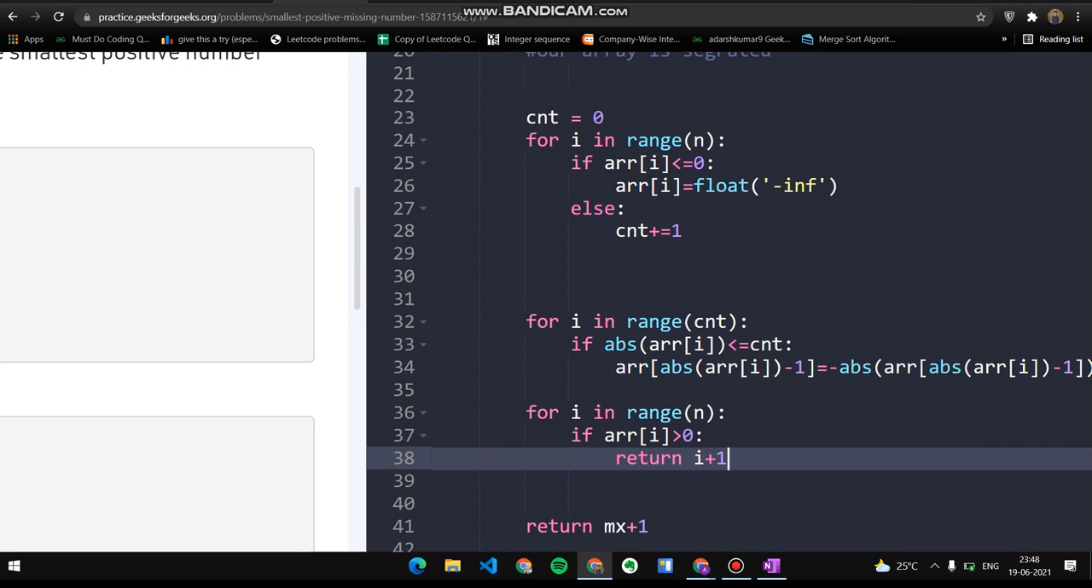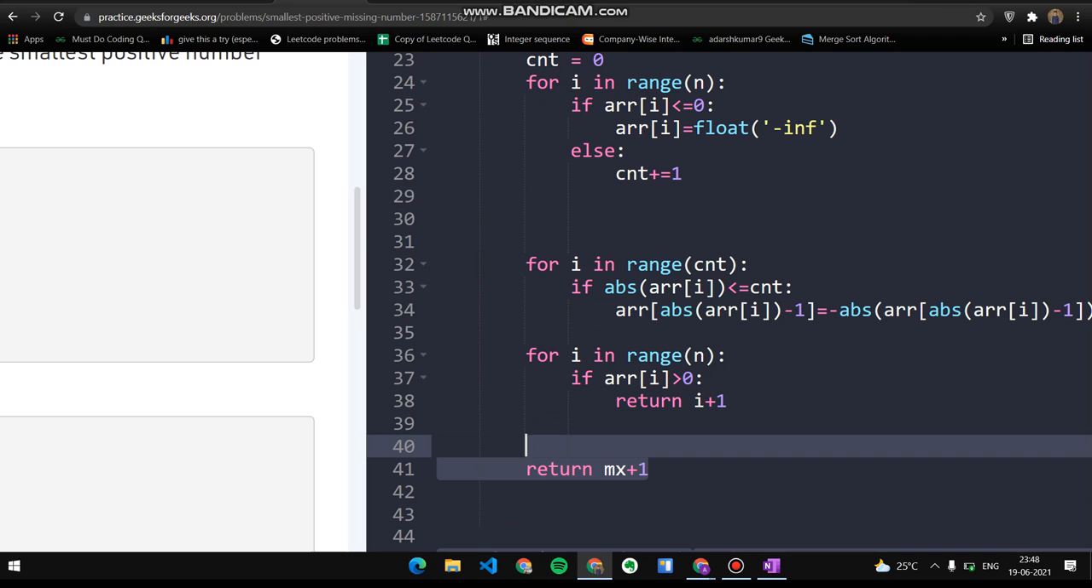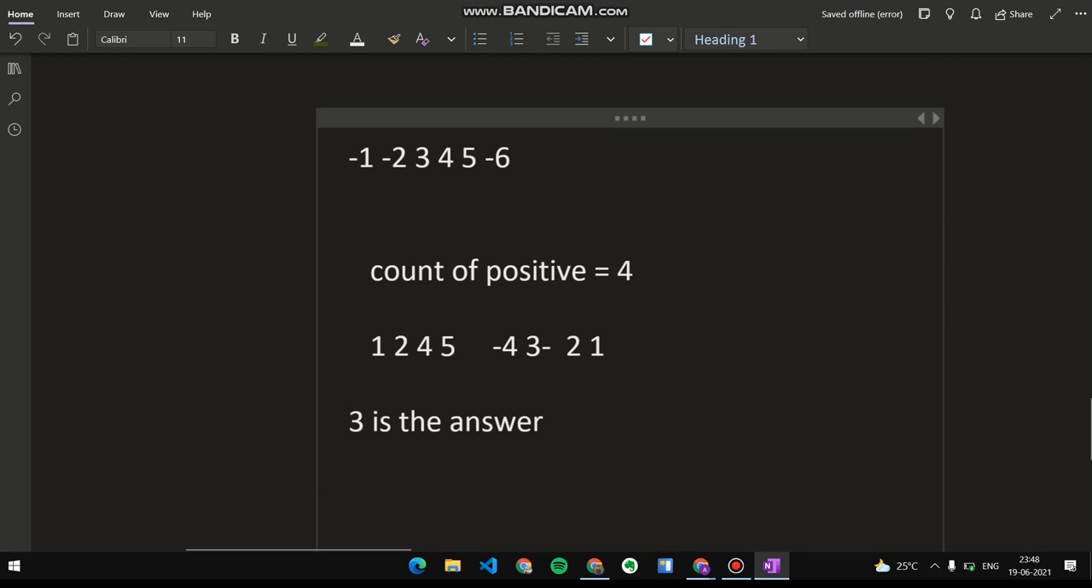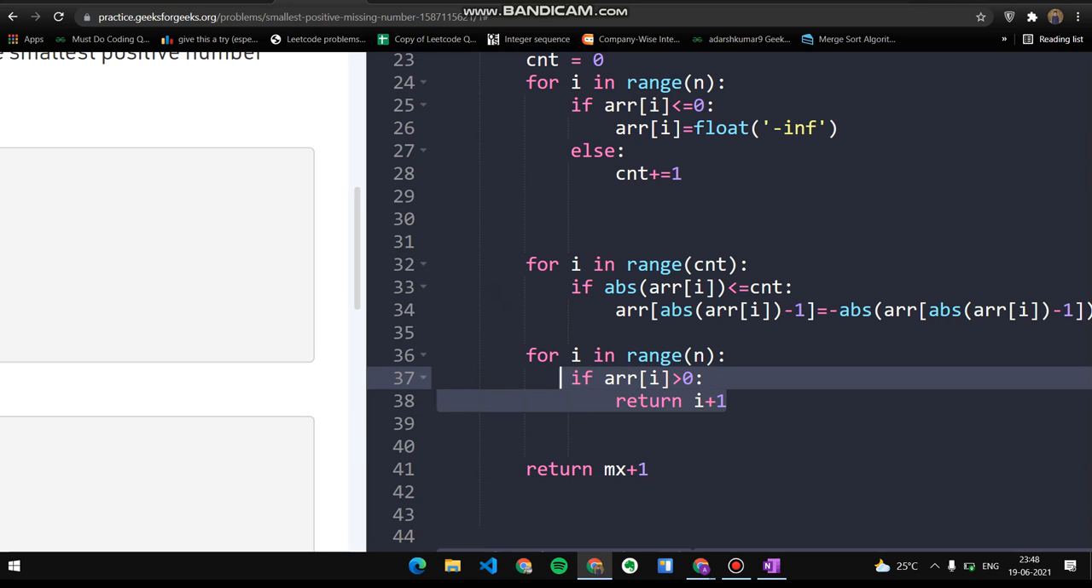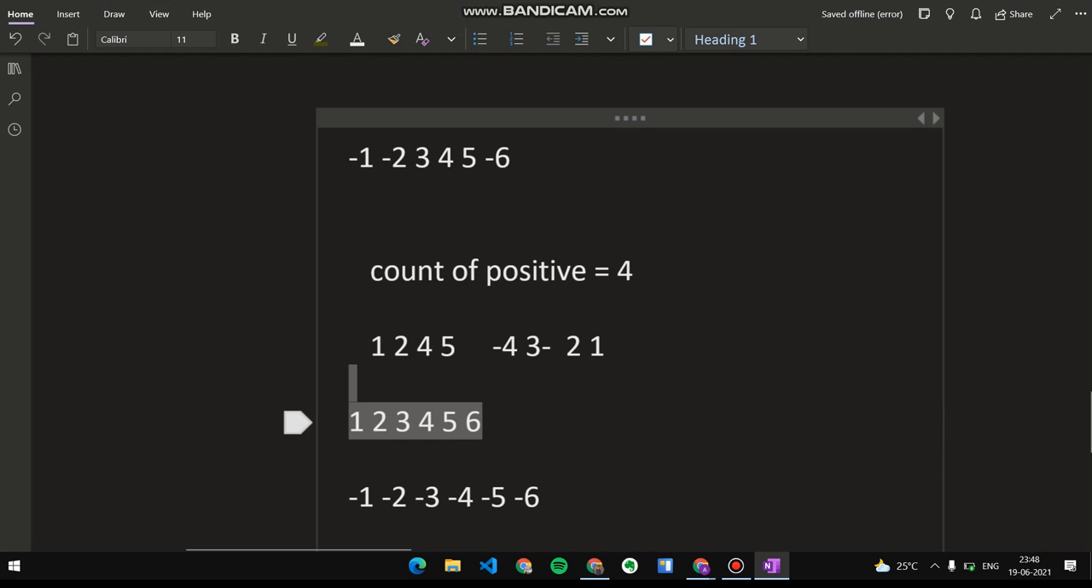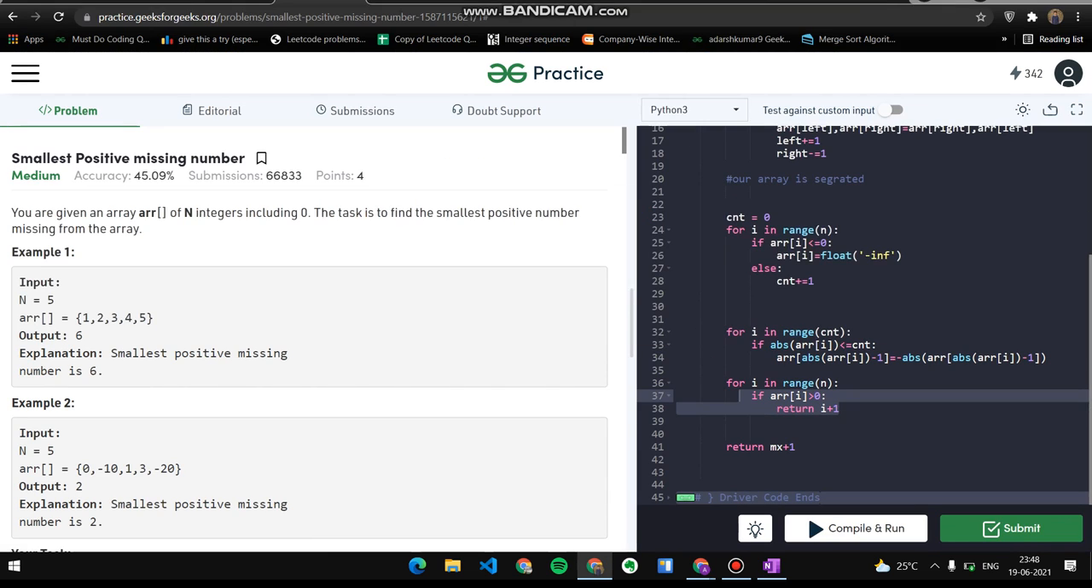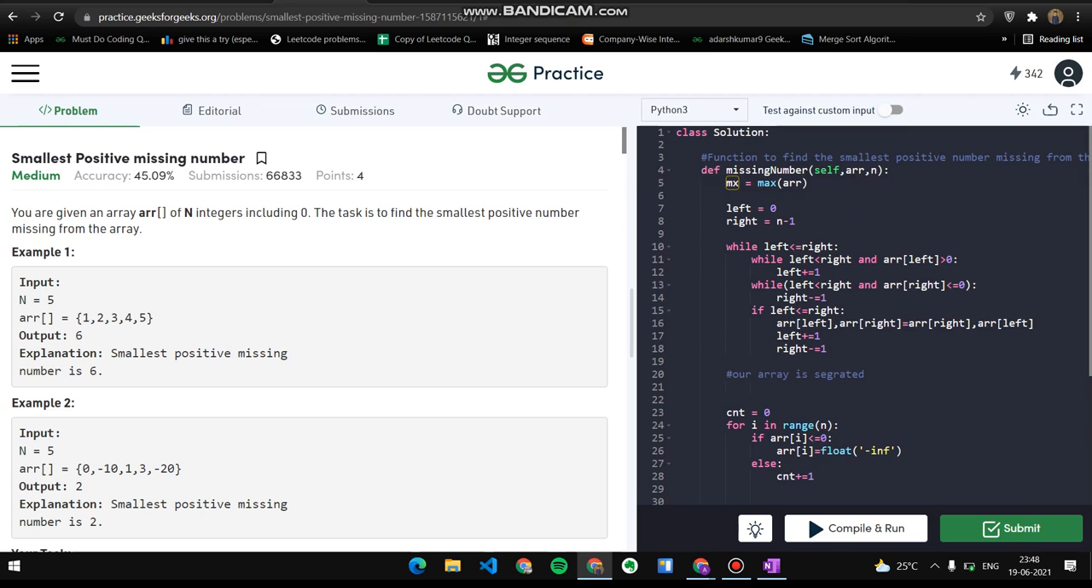And now this return maximum, what it does is, it handles the edge case when all of the elements are positive, 1 2 3 4 5 6. The segregated array will be this only, and after marking negative, the elements will be this. So none of the elements here are positive, so it will never go in this if. So in this case our answer will be maximum plus 1, which is the maximum we derived at the top.